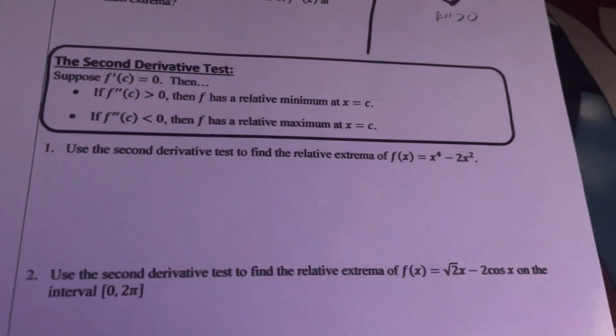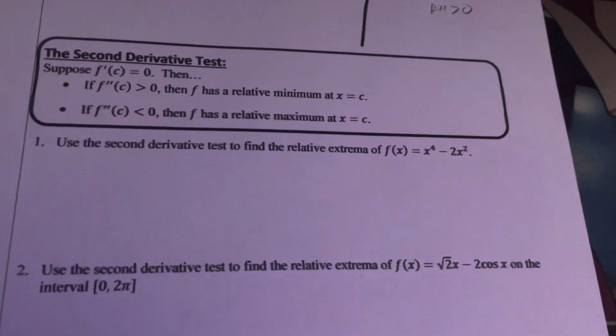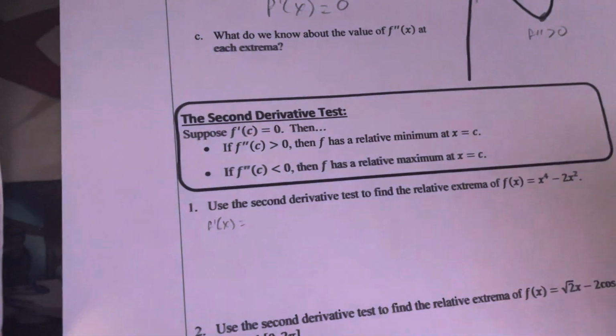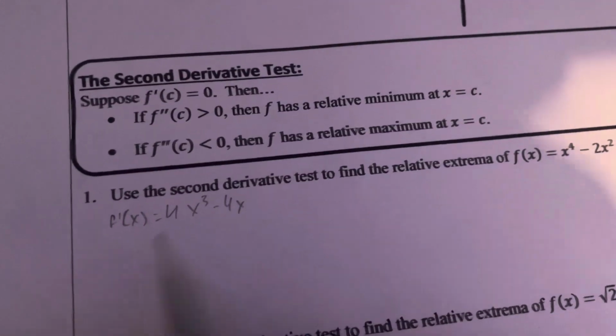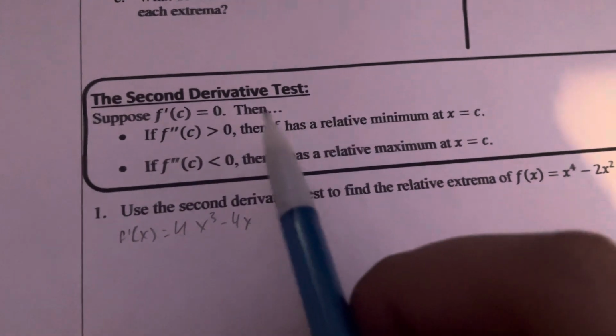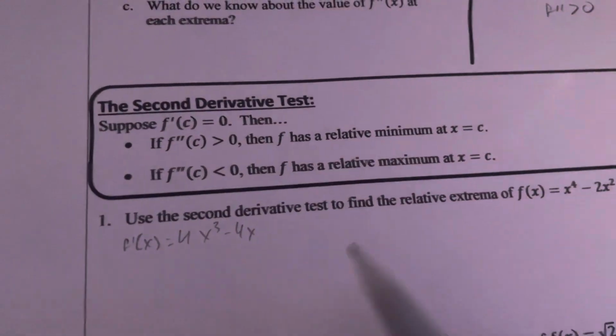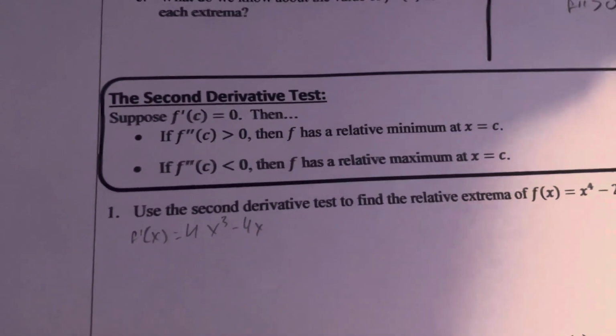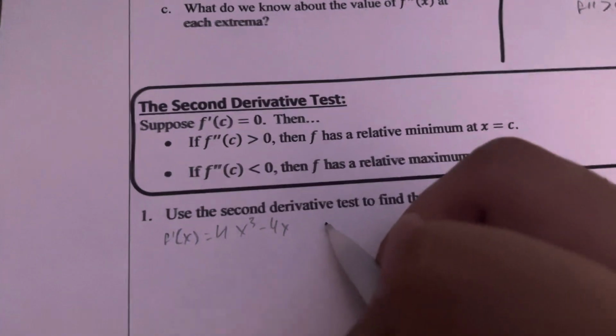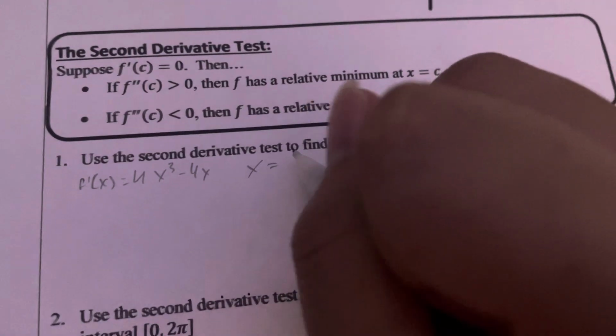1. Use the second derivative test to find the relative extrema of f of x equals x to the power 4 minus 2x squared. First, we have to find the first derivative, so f prime of x equals 4x cubed minus 4x. Then we have to find if this equals 0, because the second derivative test only works if the first derivative can equal 0. In this instance, it equals 0 at x equals 0, 1, and negative 1.